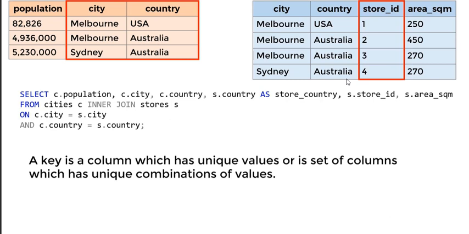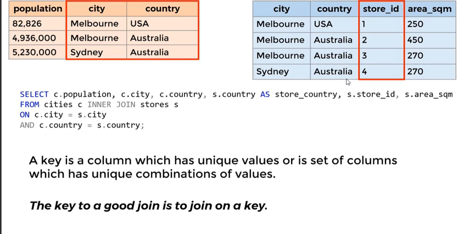However, we can still use these attributes to join to the cities table because city and country combined do form a key in the cities table. As long as at least one of the tables involved in the join has a key, then we can use this key to join on to the other table. To summarize, I like to remember it by saying: the key to a good join is to join on a key.